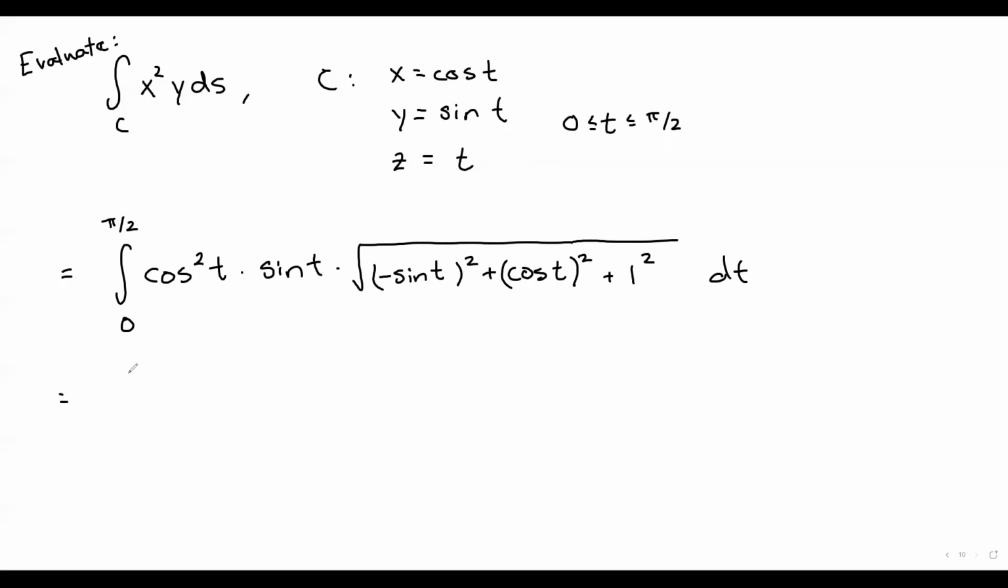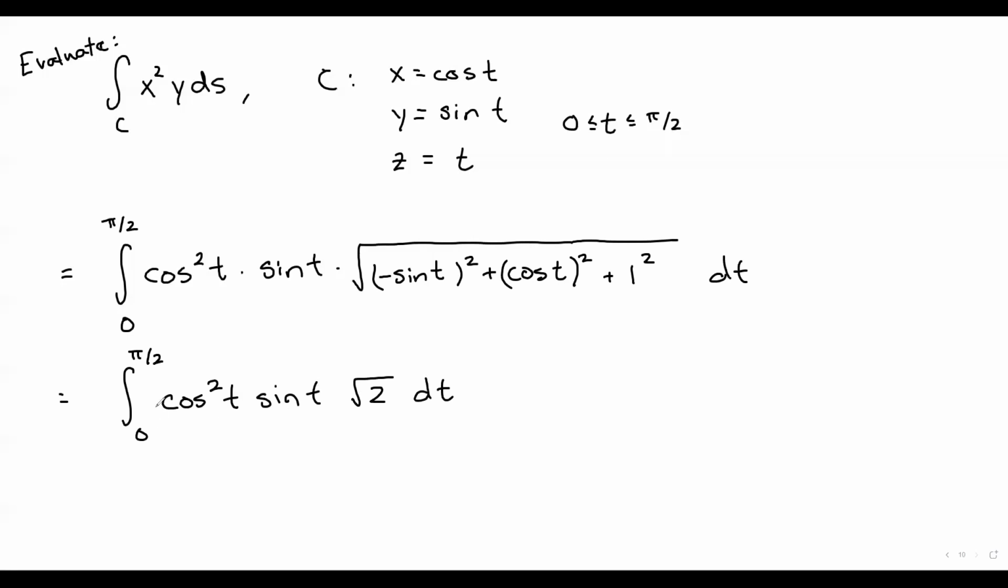All right. And then from there, you just want to go through and simplify this. So we got cosine squared t, sine squared t. This is sine squared plus cosine squared, which is going to be 1. 1 plus 1 is going to be 2. And so we're going to get the square root of 2 dt.